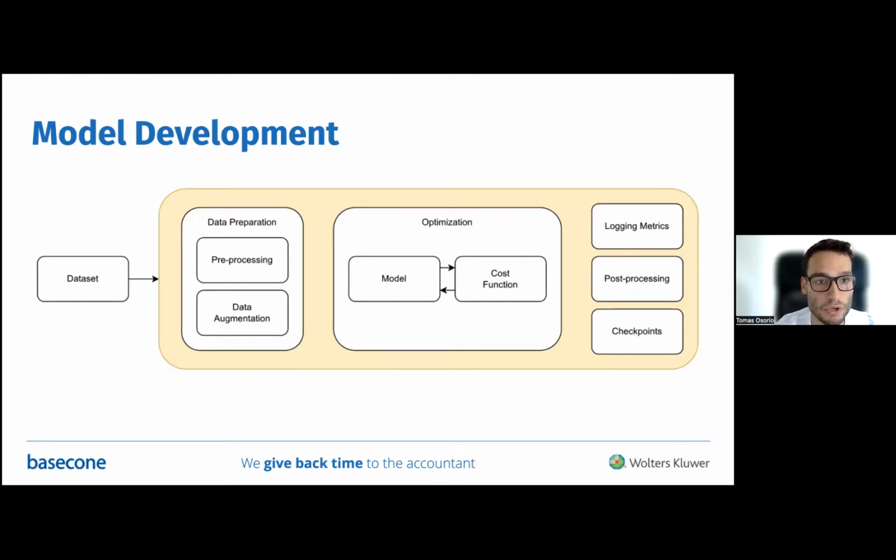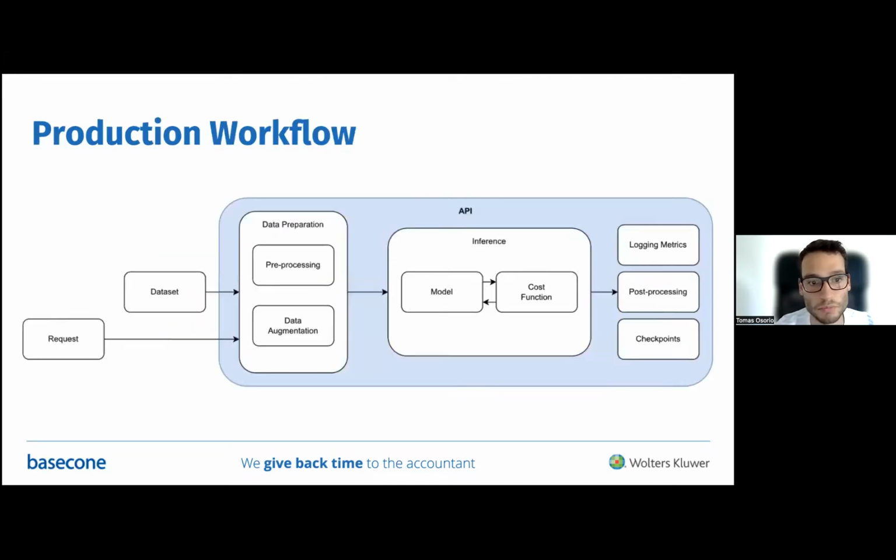For the model deployment or the production workflow, it's a bit different. So we have a request from a client, but we don't have a data set and an annotation. And then we also have the pre-processing steps. However, we do not want to do a data augmentation. We want to use the raw sample.